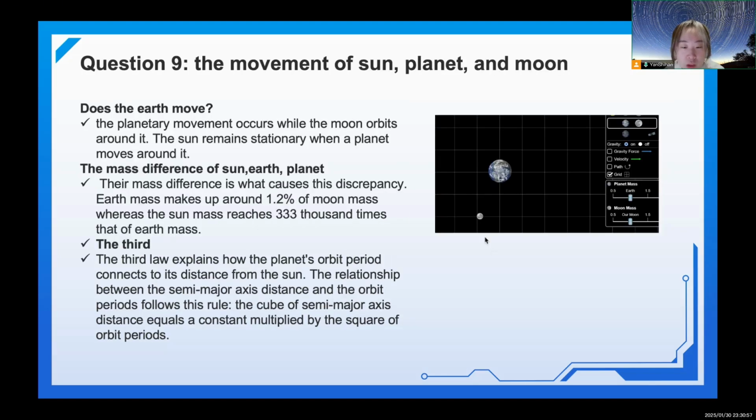When the Moon is moving around the Earth, the Earth's movement also occurs while the Moon orbits around it. The Sun remains stationary when a planet moves around it. I believe their mass difference is what causes this discrepancy. Earth's mass makes up around 1.2% of the Moon's mass, whereas the Sun's mass reaches 333,000 times that of Earth's mass. The Moon's orbit has an effect on Earth because of their relative mass, but Earth's orbit doesn't affect the Sun due to their mass difference.